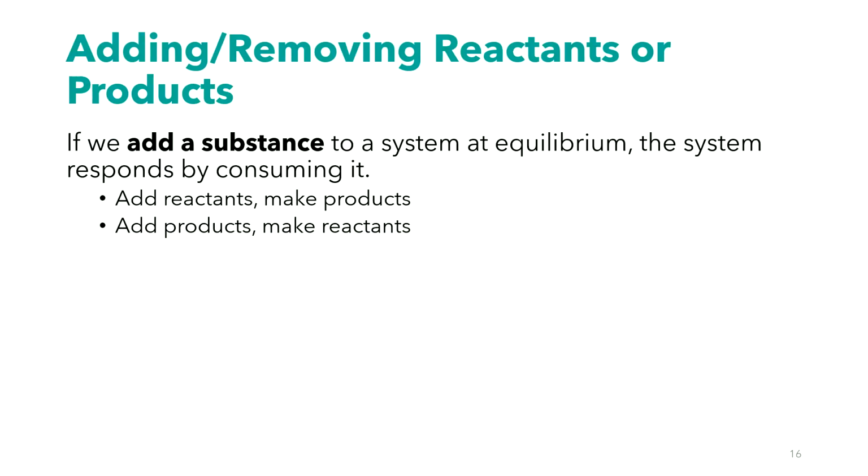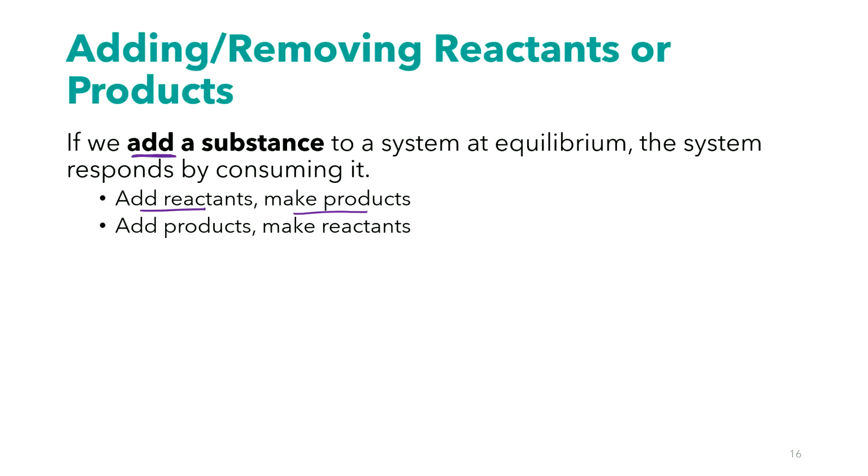All right. So here are the rules for adding or removing reactants or products, okay? So if we add a substance, okay, this is specifically for adding, and we're adding it to a system that's already at equilibrium. The system responds by consuming whatever we added. So if we add reactants, we're going to consume those reactants, which by nature means we are making products, okay? If we add products, let's say for whatever reason we want more reactants, okay, if I add products, we'll make more reactants, okay? So let's add reactants, make products.